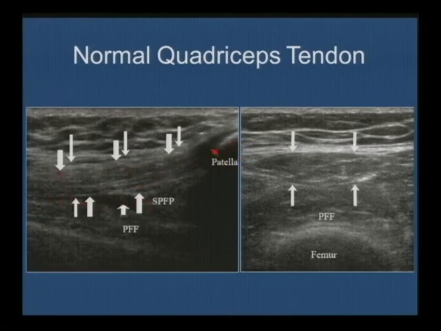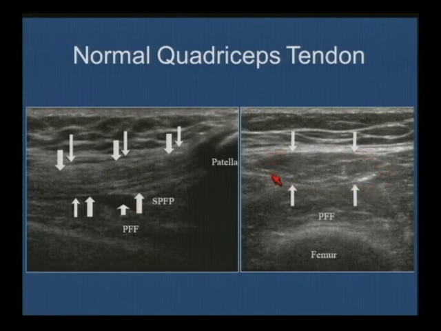Here's the superior pole of the patella. This is a longitudinal image. And then notice there's a little bit of fluid in what we call the suprapatellar bursa, an extension of the knee joint, between the quadriceps tendon and the prefemoral fat. Here's distal femoral cortex here. So here's the normal quadriceps tendon, and here it is in transverse.